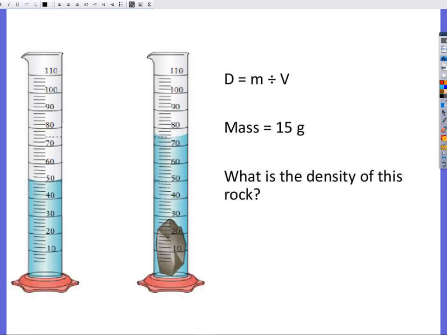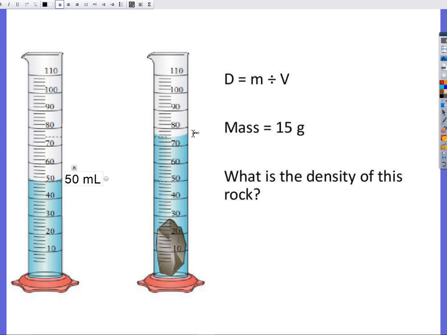This next problem is going to show you how to calculate the volume of an irregularly shaped object. So it combines calculating the water volume and then having to do the displacement of an object. So the first thing you need to do is find the volume of the first liquid, and that looks like it's 50 milliliters.